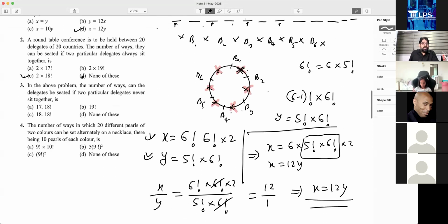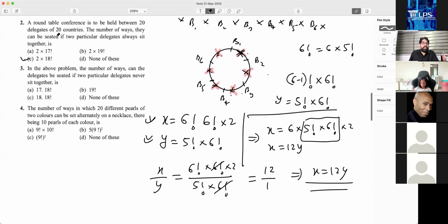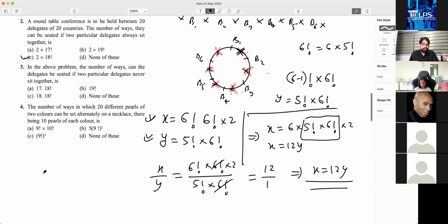Let's come to this. A round table conference is to be held between 20 delegates from 20 countries. Find the number of ways they can be seated if two particular delegates sit together. 20 objects are there, two particular objects sit together, so take those two objects out. Let's say the delegate names are D1, D2, and so on up to D20. Suppose D1 and D2 always sit together. So D1, D2, make it a single object.